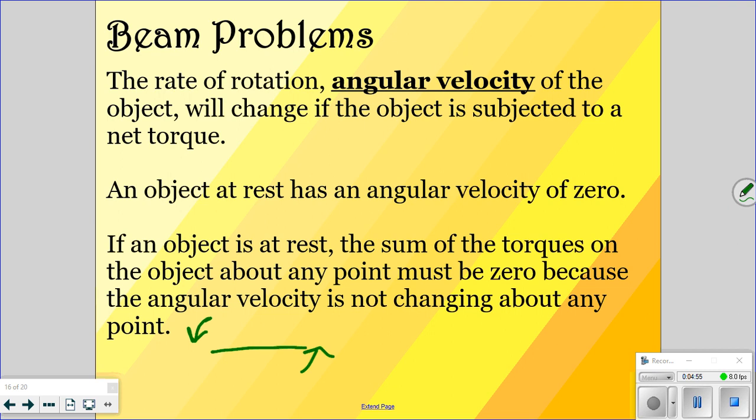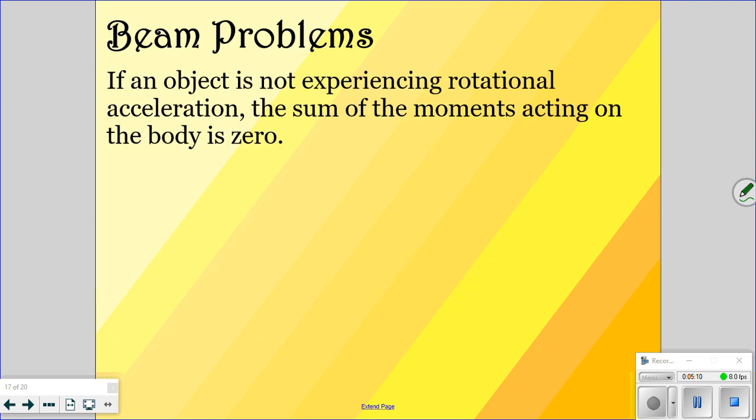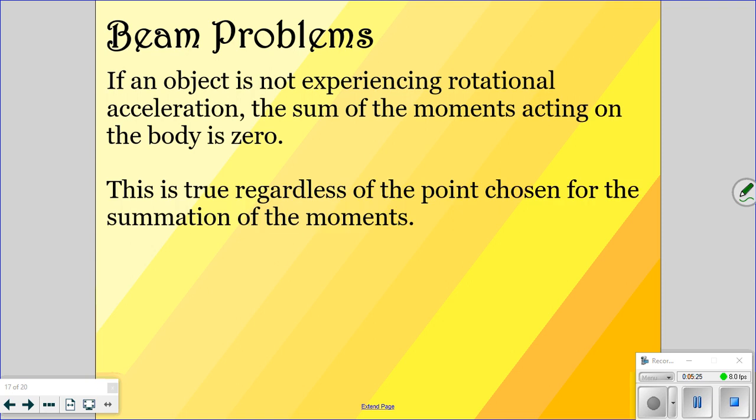It has no angular velocity. But if I erase that one and it starts moving this direction, then that means that it does have an angular velocity because it's rotating. So if you have an object that's not experiencing rotational acceleration, that means that the sum of the moments acting on it has to be 0. So if it's not rotating, then your sums have to all equal 0.